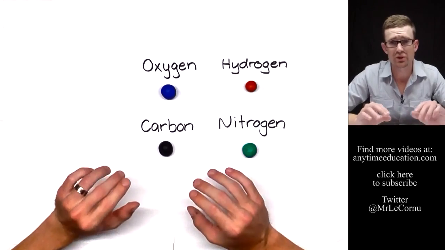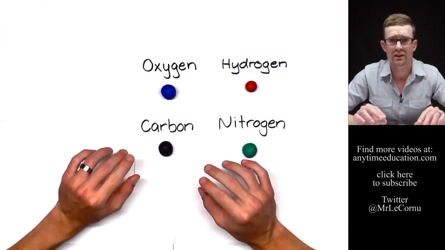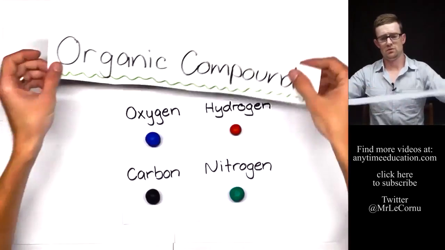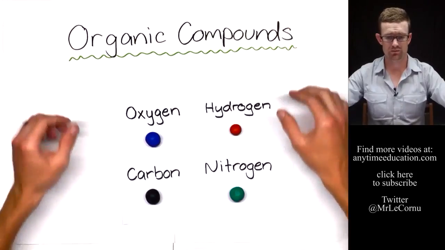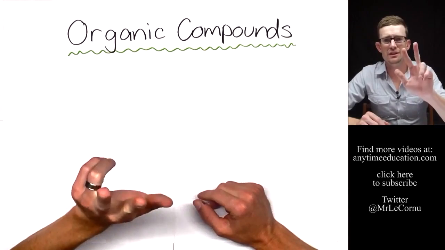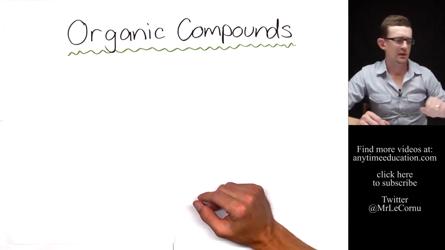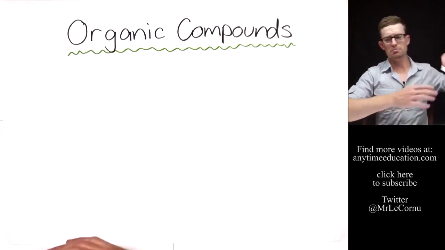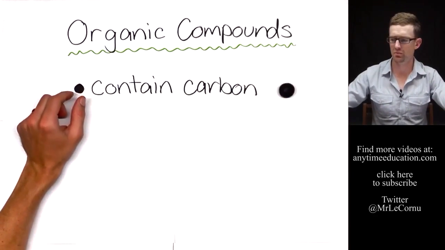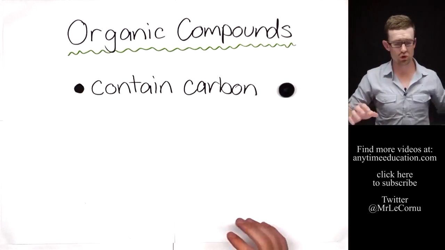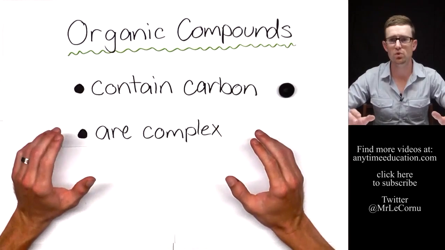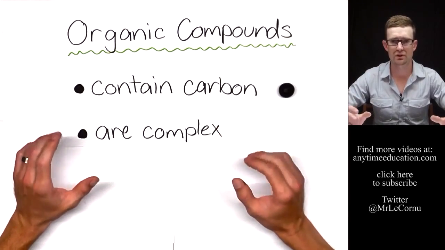And that brings me to the most important type of compounds in biology: organic compounds. You can tell whether a compound is organic using 3 key criteria. An organic compound must contain carbon. I'll bring the carbon atom here and put it there to remind ourselves. All organic compounds are complex. They're not simple molecules, they're complex molecules.